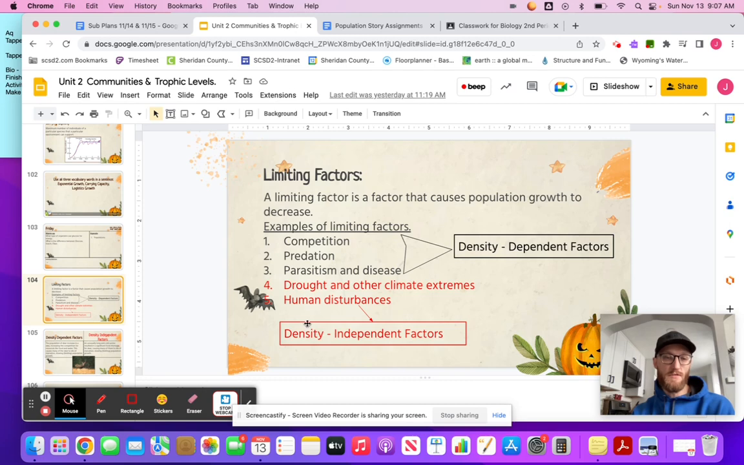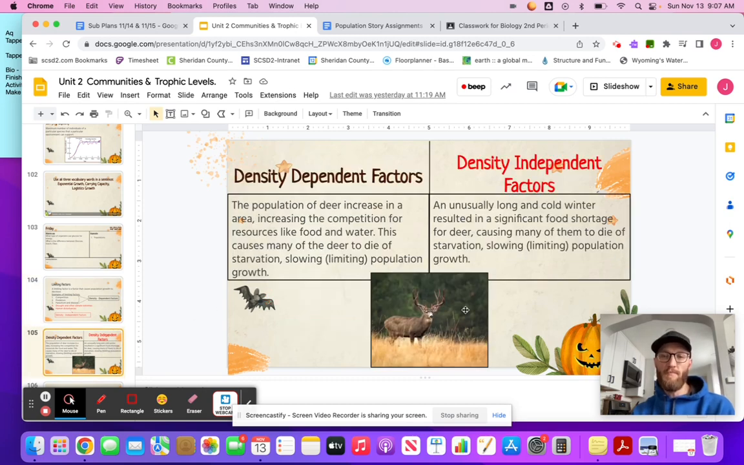So that's what these two are. An example of this, if we look at this nice muley here, is how a mule deer population could be affected by a density dependent factor. It says the population of deer increases in an area, increasing the competition for resources like food and water. This causes many of the deer to die of starvation, slowing or limiting that population growth. So it was because we increased the number of deer that there was not enough food source available, directly dependent on the population of deer. It results in some of them dying and slowing growth.